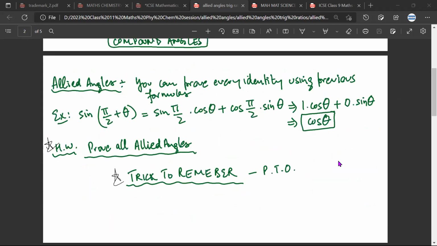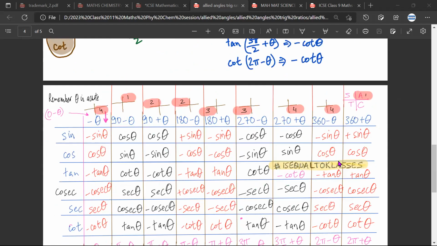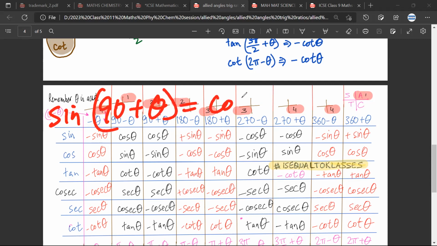So let us look at the table. Sine 90 plus theta is equal to cos theta. Have you understood? Any doubt? Now, one of the very simple things that you need to understand is that if sine 90 plus theta is equal to cos theta, then what about cosecant 90 plus theta?